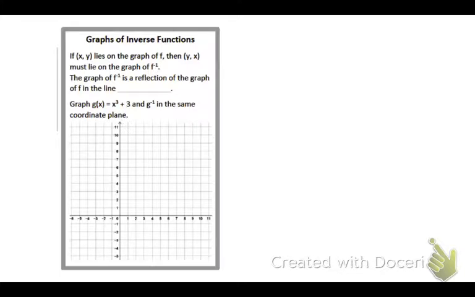Graphs of inverse functions: if the point (x, y) lies on the graph of f, then the reversed ordered pair (y, x) must lie on the graph of the inverse. So again, we talked about the domain and range, the x and the y switching places. The graph of the inverse is a reflection of the graph on the line y equals x.